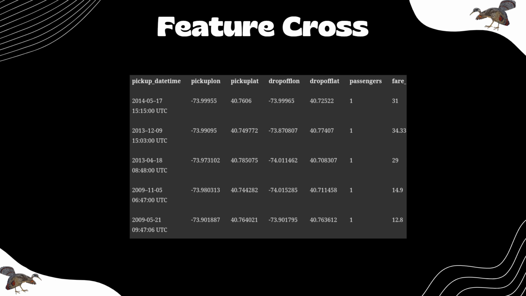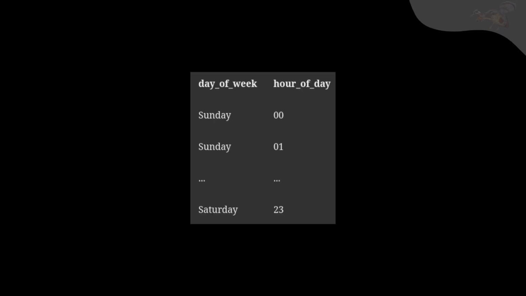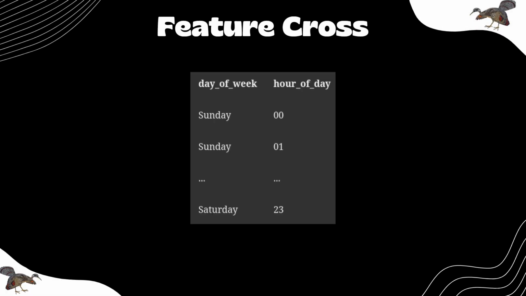There are many possible transformations, but let's start with the easiest one, the pickup time. We can break it down into 2 new features, the hour of the pickup and the day of the week. This makes sense logically, but here's where feature cross comes in. Instead of treating these as 2 separate features, we can cross them together to create a new set of features. Why? Let's continue the previous discussion about price differences at different times of the day.